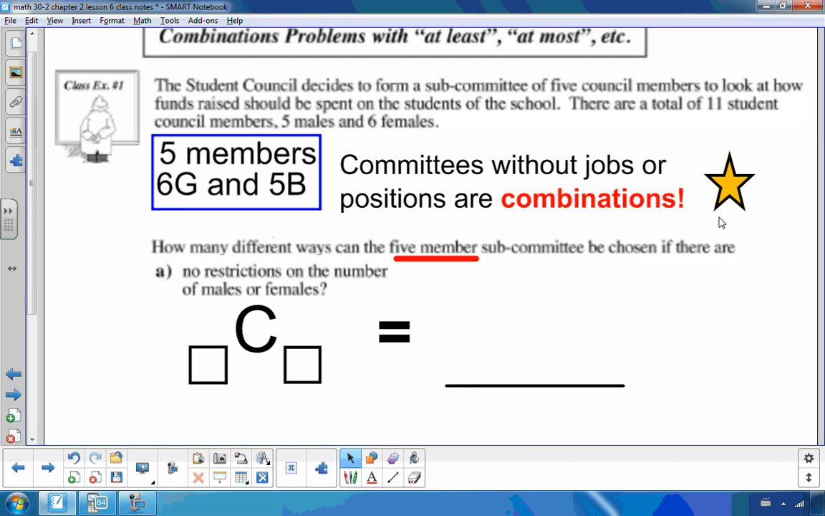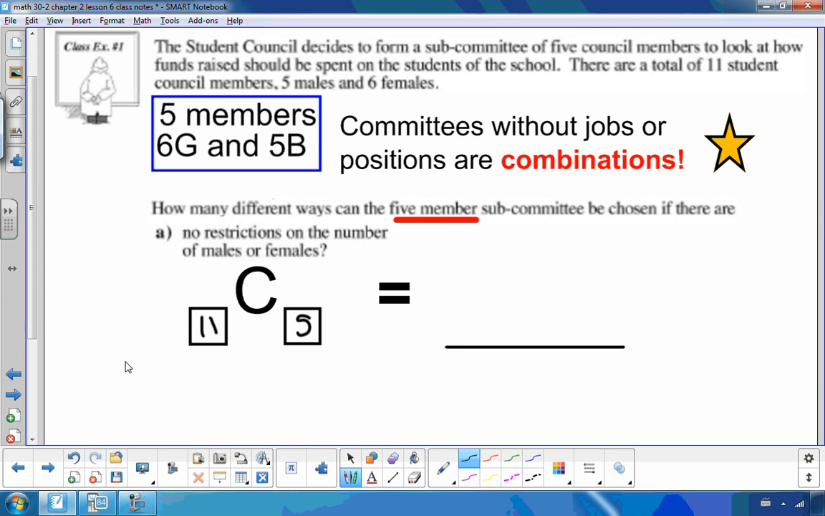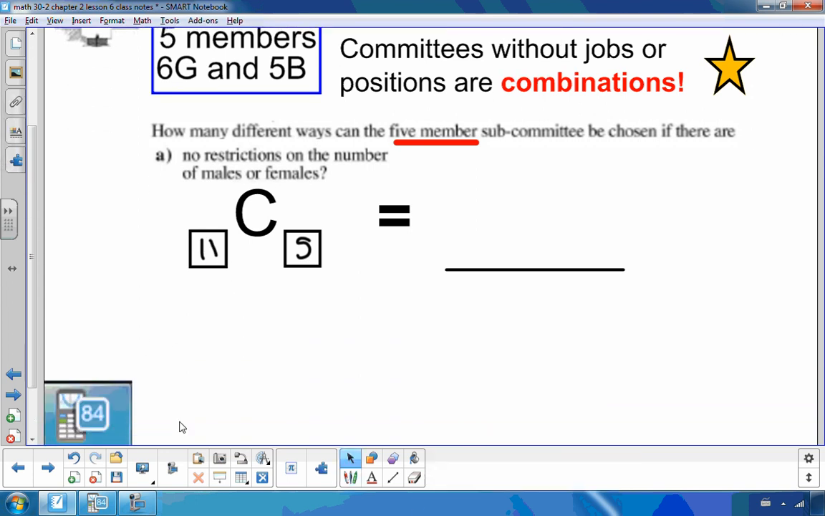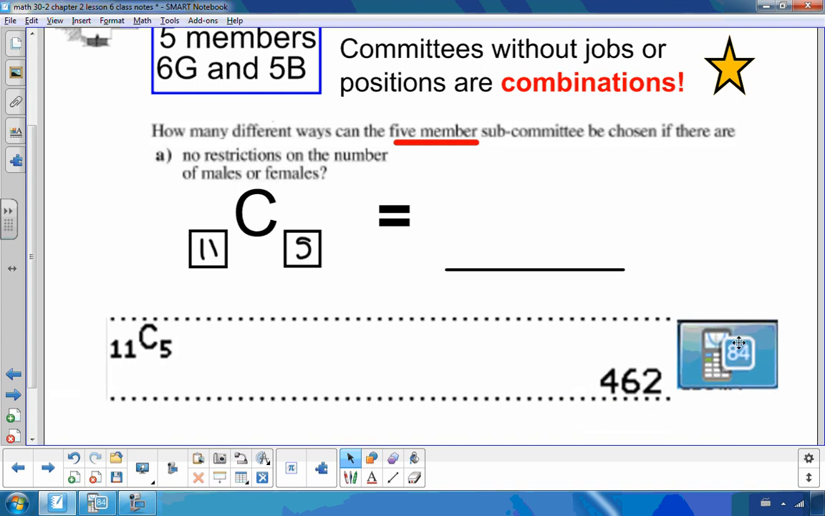So I just want to look at, in general, how many ways can I do this? So there are 11 members, and I am going to select them 5 at a time. So this is just an 11C5 question, which I can put into my calculator, as I did here, and you can see that the answer is 462 different 5-person committees.